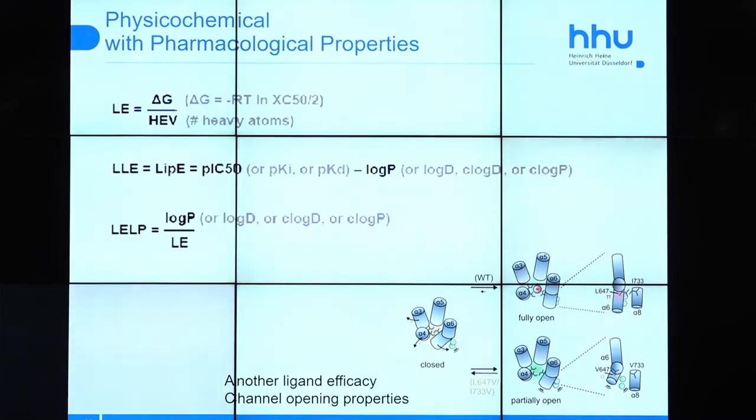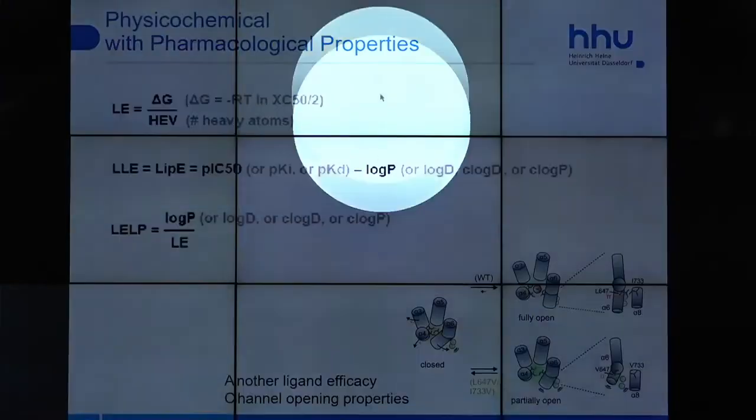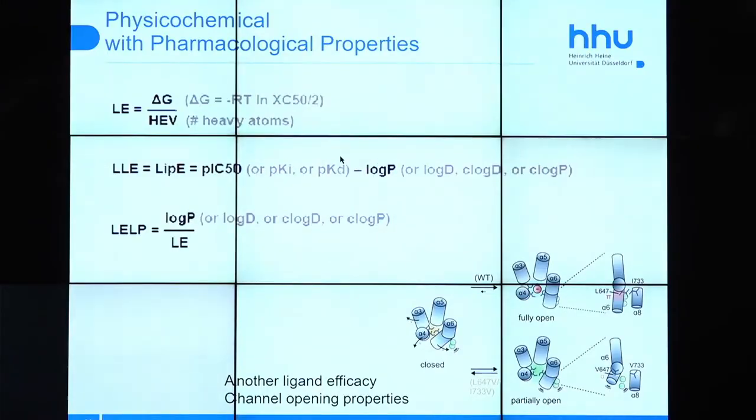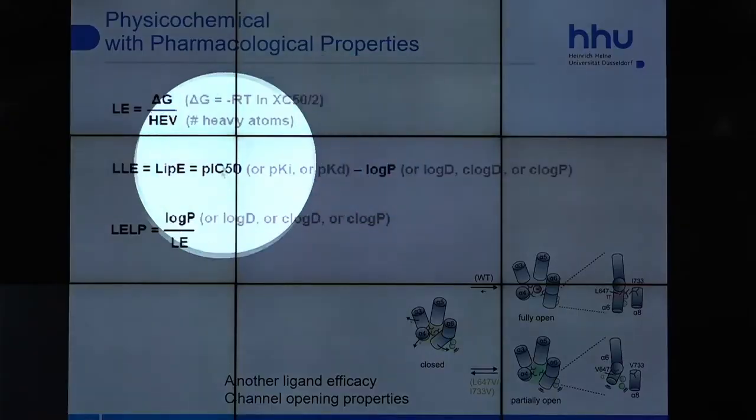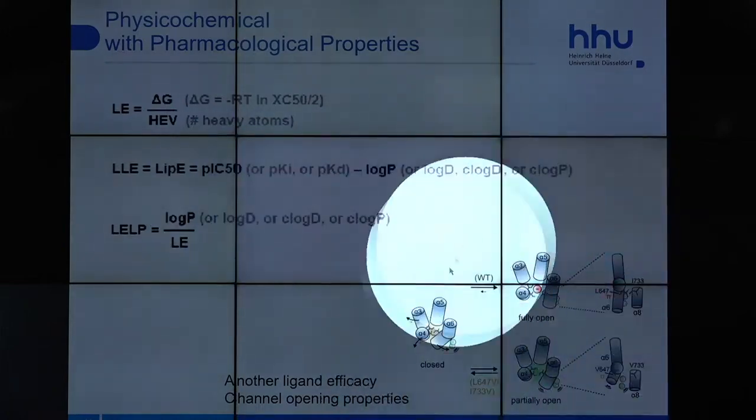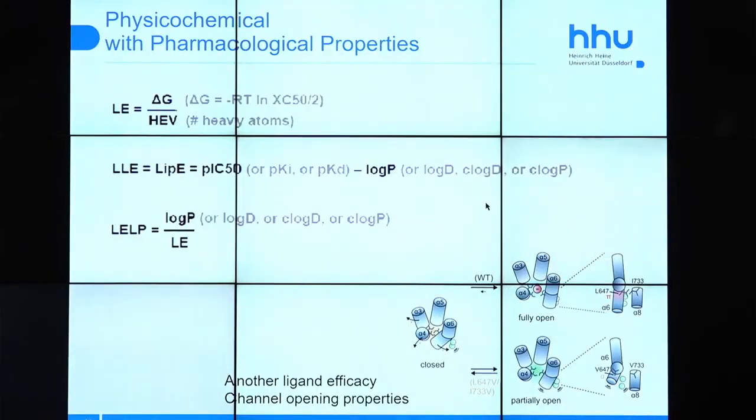Then this ligand efficiency is something I want to stress, because sometimes these terms get mixed up. Here we're looking at ligand efficiency as a term for affinity or inhibitory activity or biological activity in comparison to lipophilicity or hydrophilicity or whatever. Here I also have another ligand efficacy for channel opening properties, and some of these ligands show partial ligand efficacy because they have partial channel opening properties.